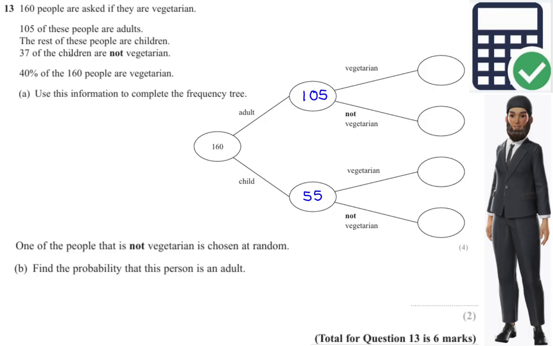And it says 37 of the children are not vegetarian. So this is the child section, not vegetarian. So let's write 37. And then 55 take away 37 should give you 18. 55, that works.